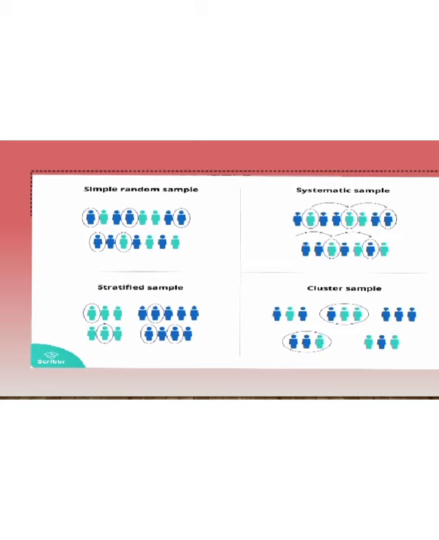They have gone through this issue. They have gone through this experiment. They have gone through that experience. So the more purposefully you choose that sample, the better.